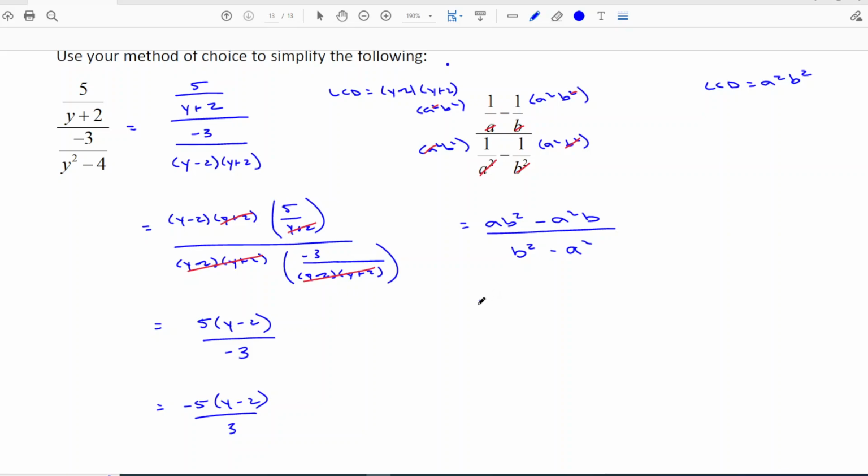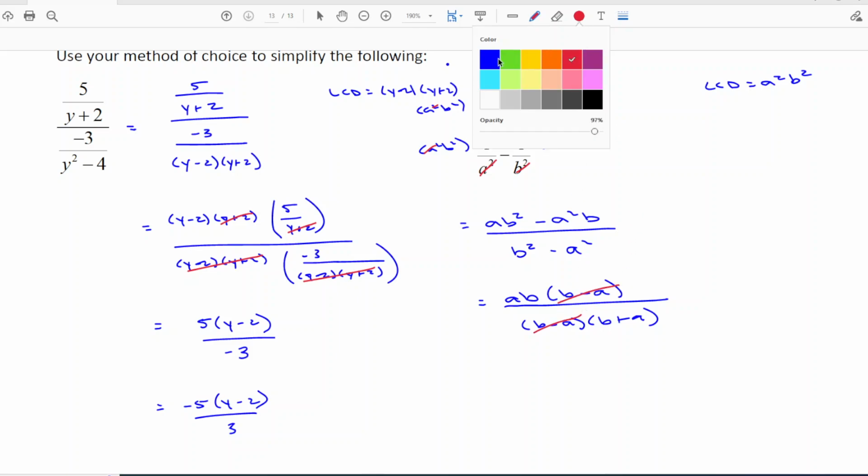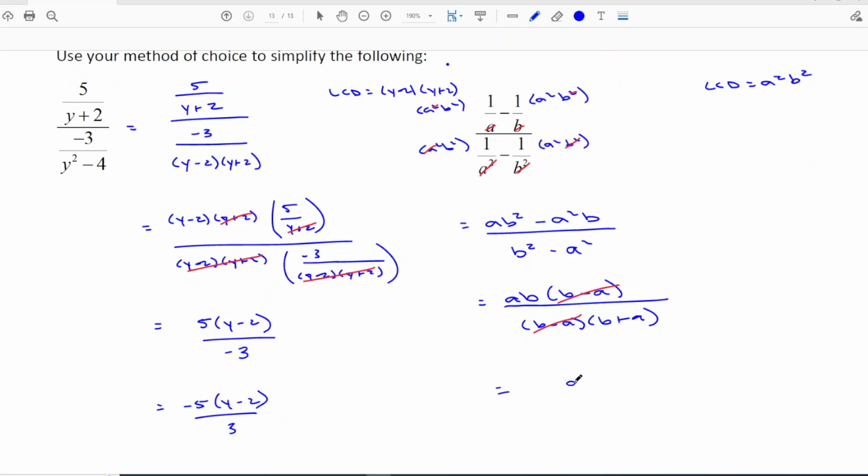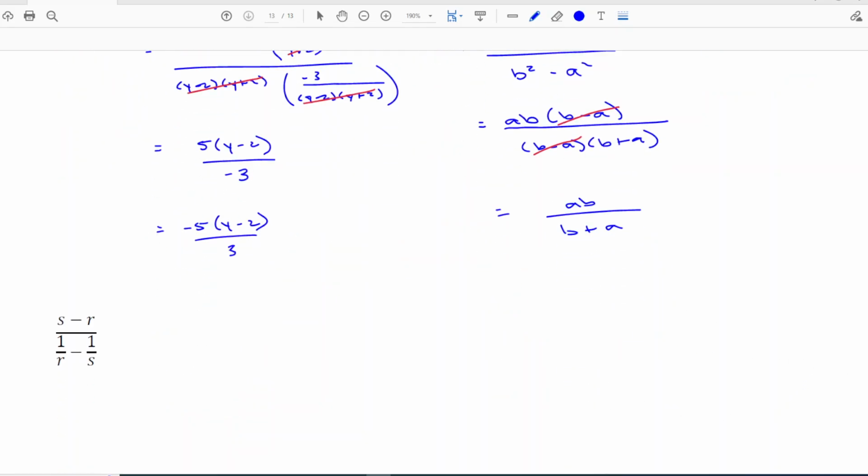Feels very similar to that other one we did. I'll take out the ab, be left with b minus a. I'll factor this as a difference of squares. And then I'll simplify. And I'm left with ab over b plus a. Awesome. And then there's that last one.